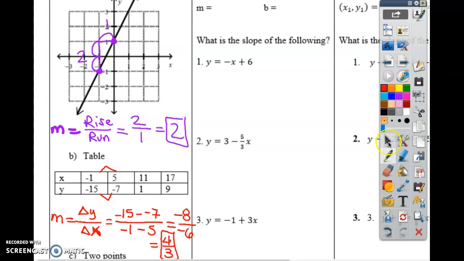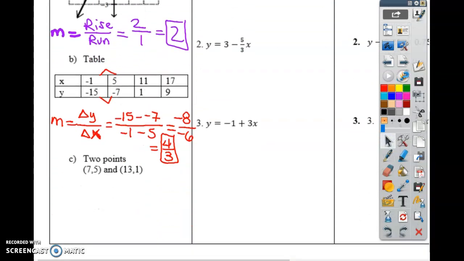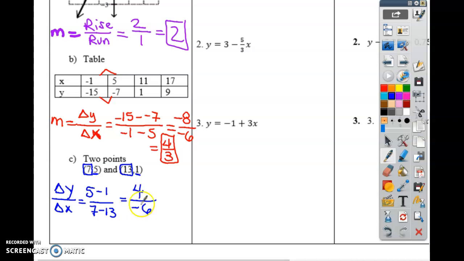Okay, same thing for the bottom one. 2 points. We're going to do the same thing, the change of y over the change of x. So we're going to subtract the y's. 5 minus 1 is how much? 4. And then subtract the x's. 7 minus 13 is how much? Negative 6.